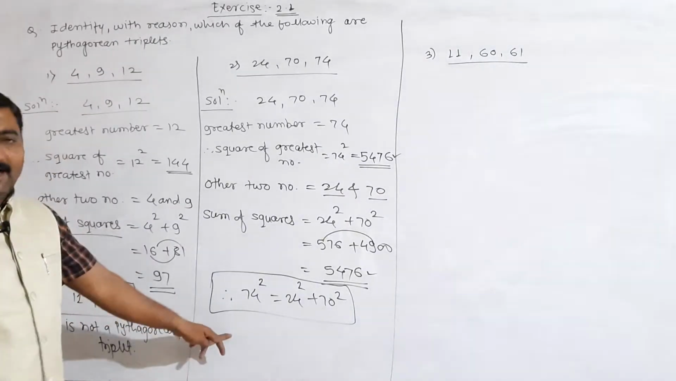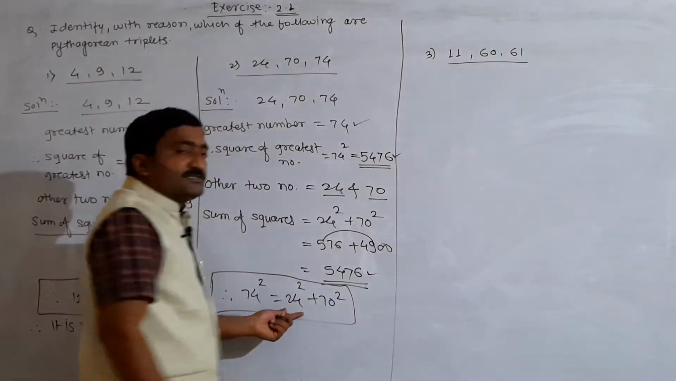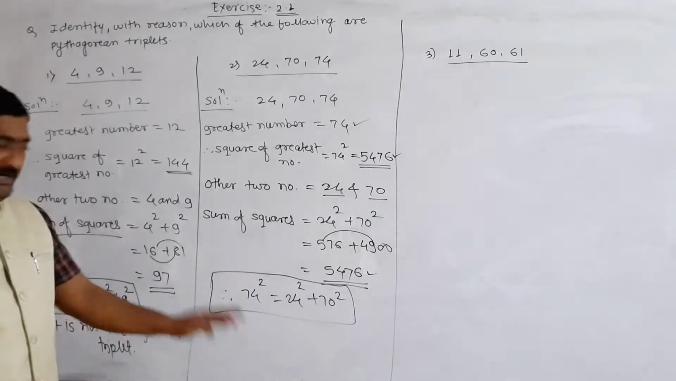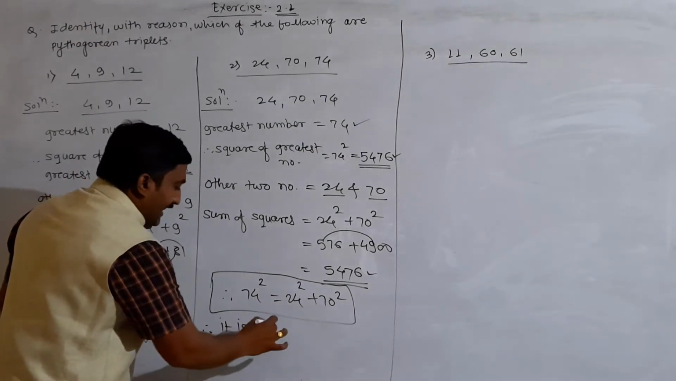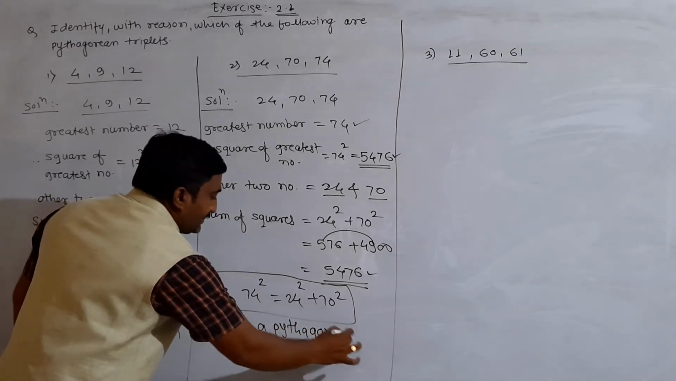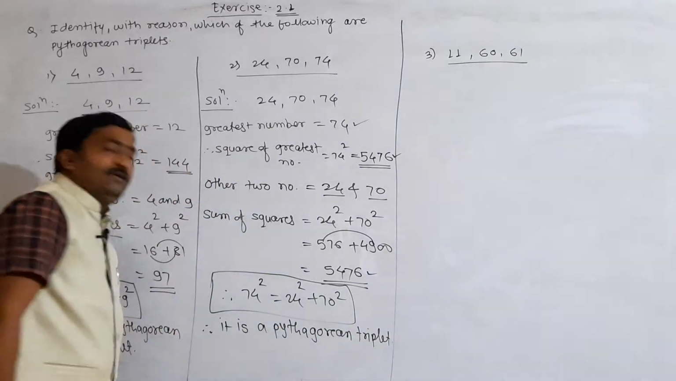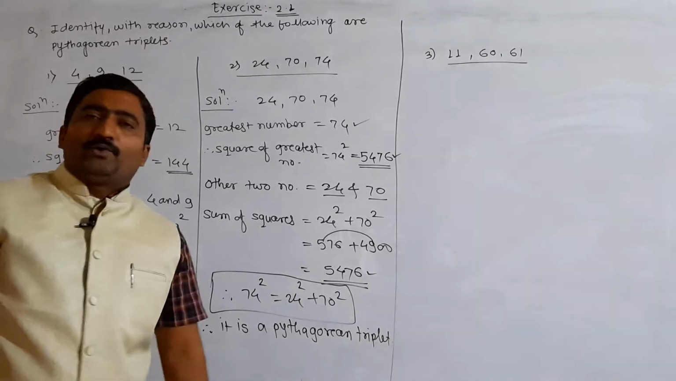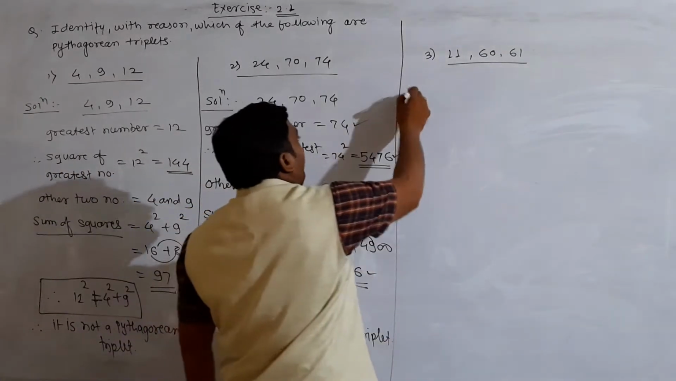Is it clear that the square of the greatest number is equal to the sum of squares of the remaining two numbers? Therefore, it is a Pythagorean triplet. In this way, we can decide whether a given triplet is a Pythagorean triplet or not. Then the third example is given here.